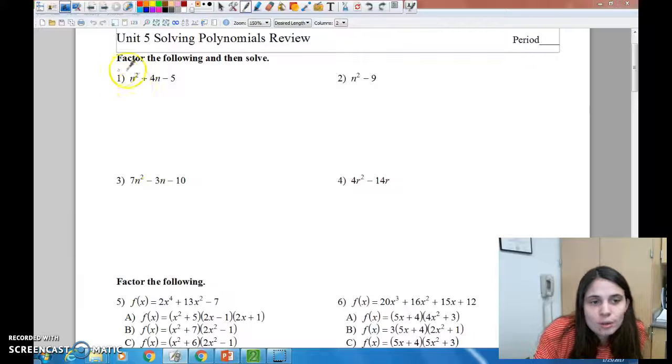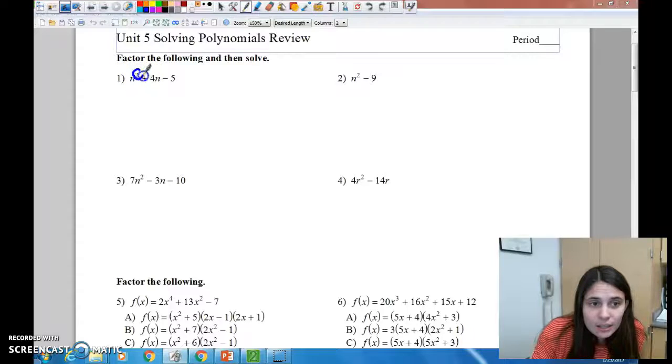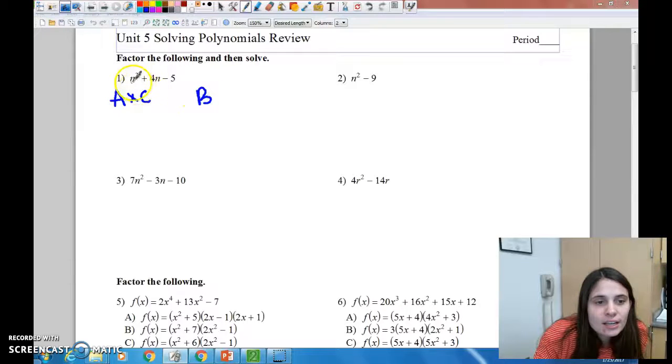We're starting just with problem number 1, and the first thing I need to do is to know which type of factoring it is. So I know it's a quadratic because the highest exponent is a 2, and if I look here, I don't have any a value, so a is just equal to 1. So that means this is an a equals 1 quadratic, so I'll factor this by finding my AC and my B. So AC is 1 times -5, which is just -5, and B is 4. So I need two numbers that multiply to -5 and add to 4.